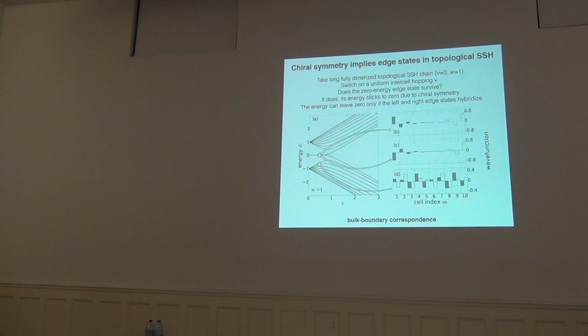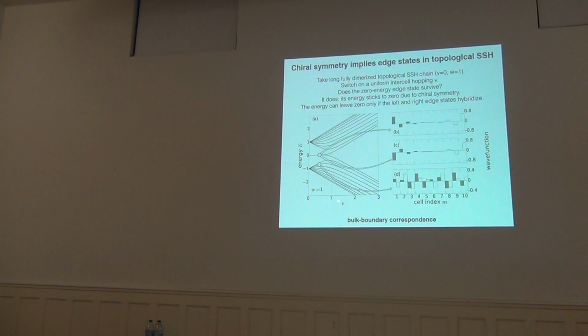Okay, and so this is illustrated in a finite sized example here. I have 10 unit cells in my sample, and I tune V gradually from 0. I set W, the intercell hopping, to 1. Of course, when V is 0, I'm in the fully dimerized limit, so the spectrum looks like this. I have 2 degenerate levels at 0, and I have 9 up at 1 and 9 down at -1.